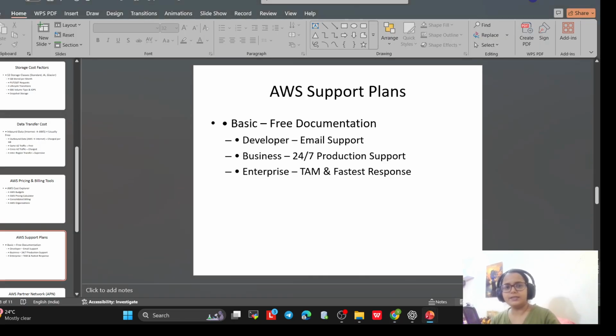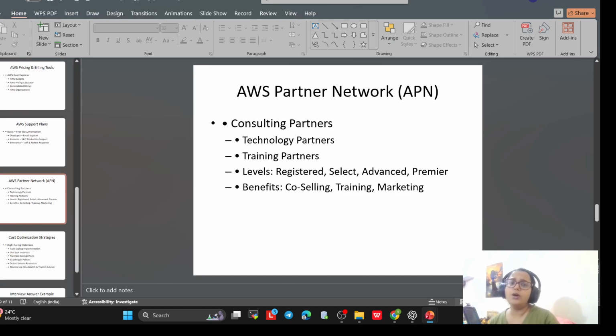Okay, now next is AWS support plans. Basic support, developer support, business support, enterprise support, there are many support plans. Basic means free documentation, developer gets support by email, business gets 24 by 7 production support, and enterprise gets the fastest response, which is also charged. Now, the AWS Partner Network, which we call APN for short. That has consulting partners, technology partners, and training partners. So it will depend on that.